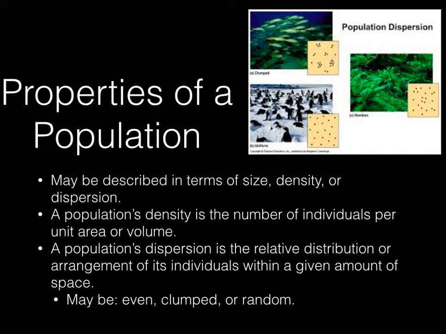And then there's random. And so random might be some sort of organism that might be territorial. It might have seeds that float through the wind. It might have spores like a fern. And these are randomly dispersed because they fall wherever their seeds are blown to.